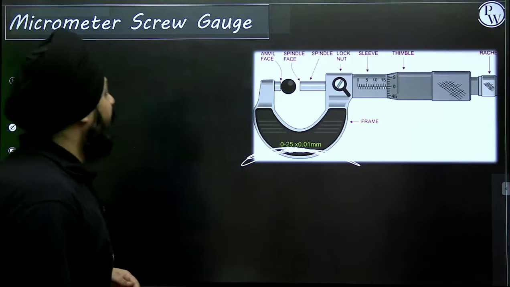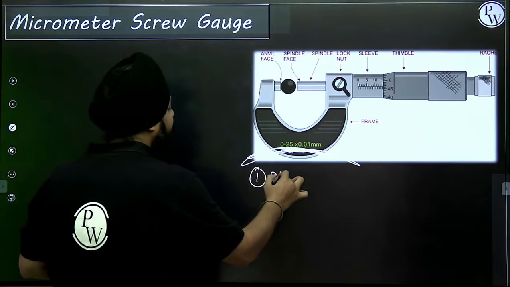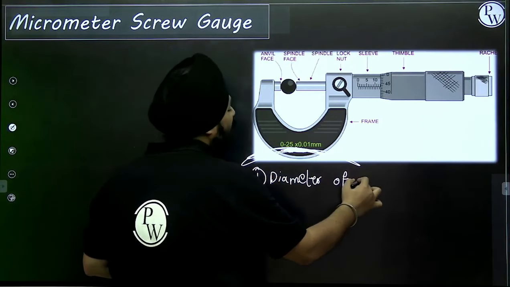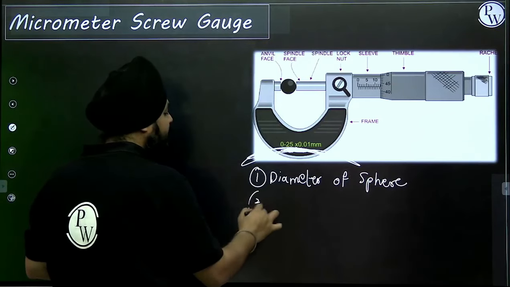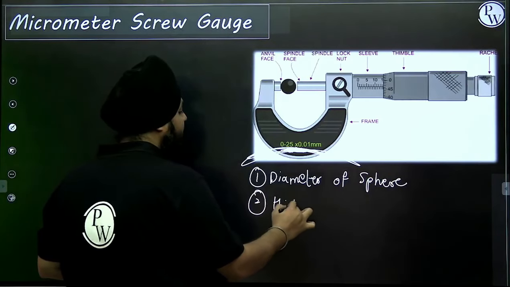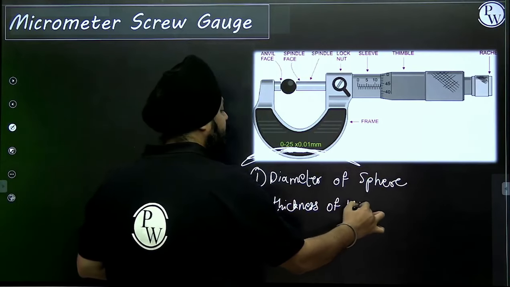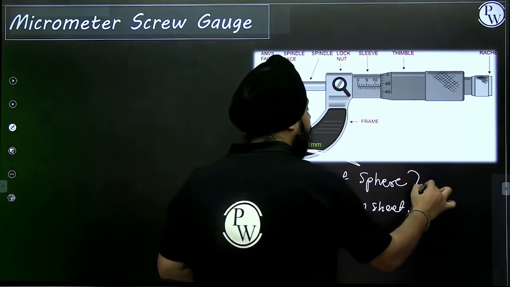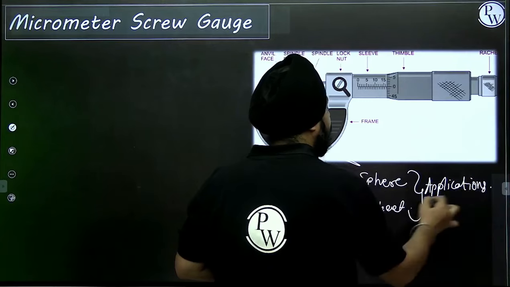This micrometre screw gauge is used to measure the diameter of a sphere, and second, the thickness of a thin sheet. These are the two best examples of the applications of the micrometre screw gauge.